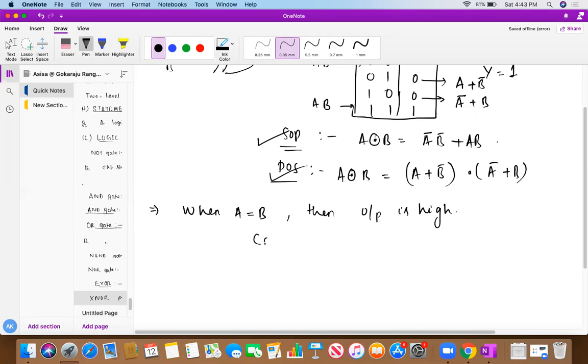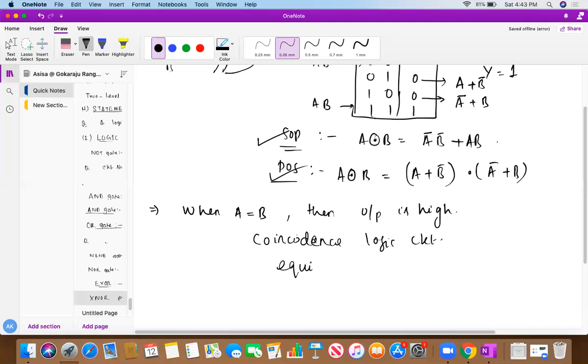Therefore, it is also called the coincidence logic circuit. Okay, why is it a coincidence logic circuit? Because whenever A equals B, the output is high. Okay, that's why it's called coincidence logic circuit.